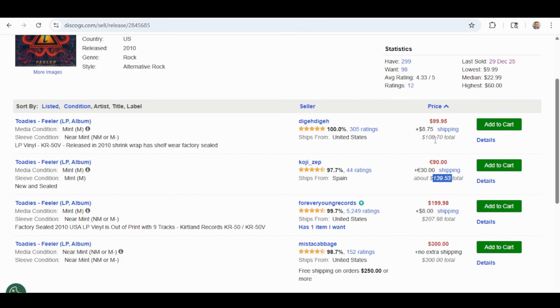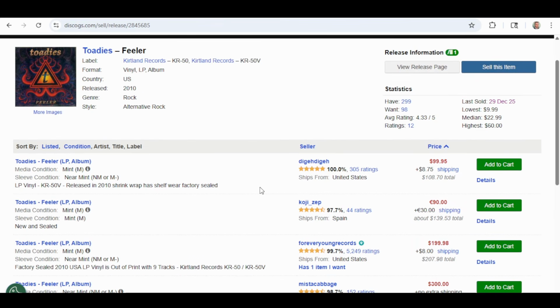So you've got 109, 110, 140, 208, and then they throw you a bone here with the no extra shipping, so you know, appreciate that, but you're at $300. And it's someone who didn't leave any kind of description, so you're taking a chance on that one. So this album and this band, it's kind of niche, but that goes to show you with the availability of this record, only 4 copies available in Discogs.